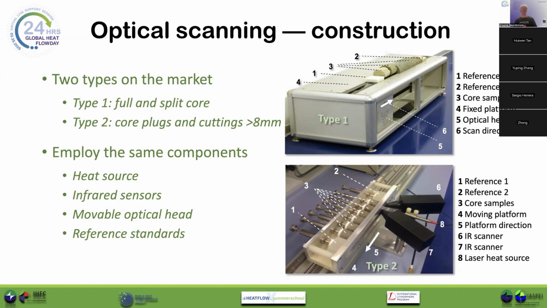He actually invented this machine to detect cracks in rocks, believe it or not. But then quickly realized it's a way to measure thermal conductivity of rock samples. So the 2 types on the market. Type 1 can measure full diameter core and split core, so half core. Type 2 is really designed for measuring smaller samples, so core plugs and cuttings bigger than 8 millimeters thick, so not very fine cuttings, but sort of gravel or bigger size rock cuttings.